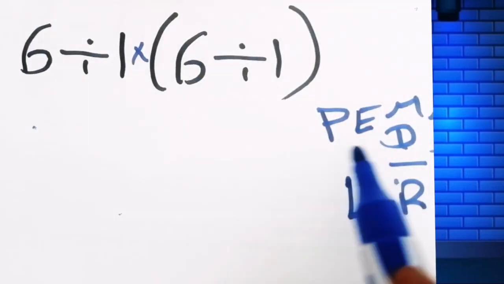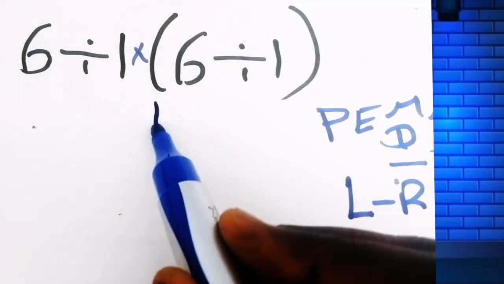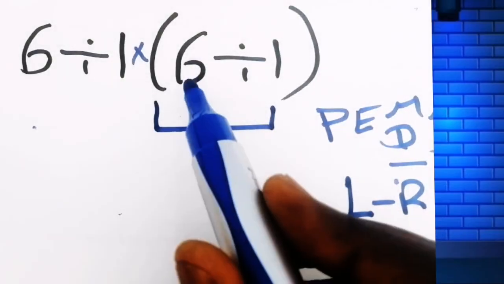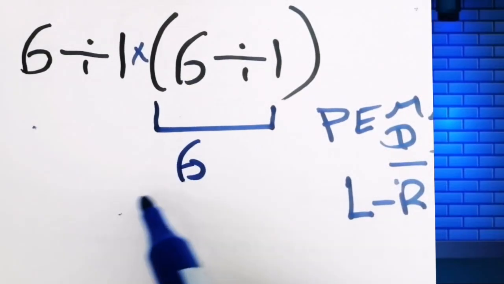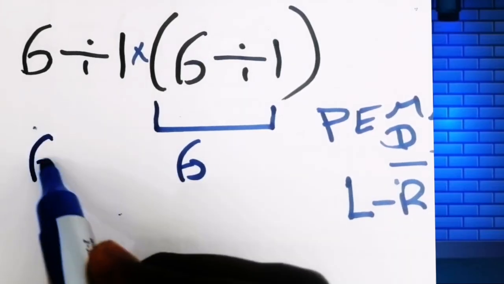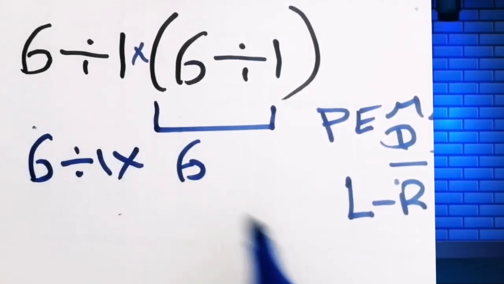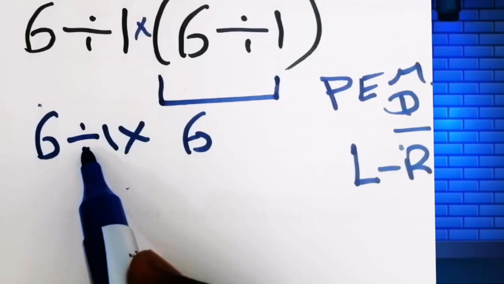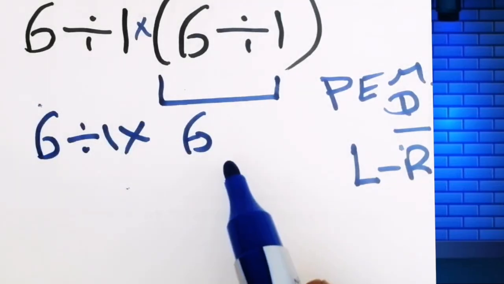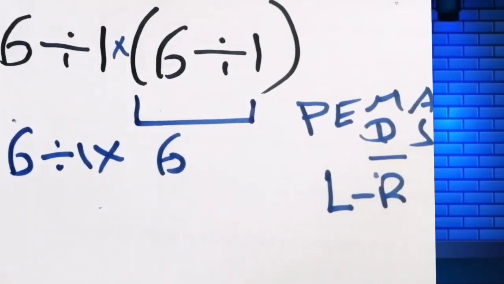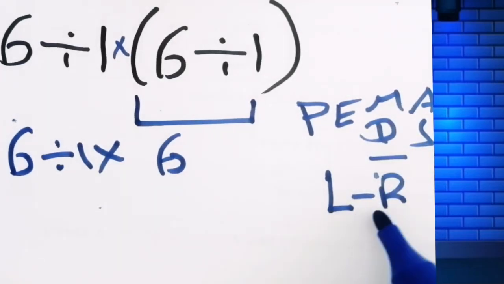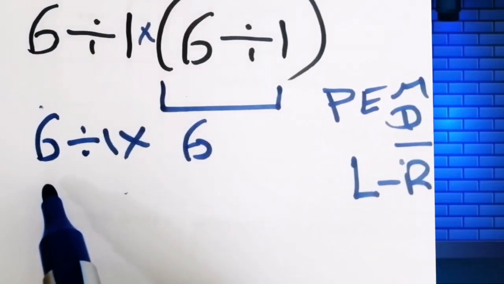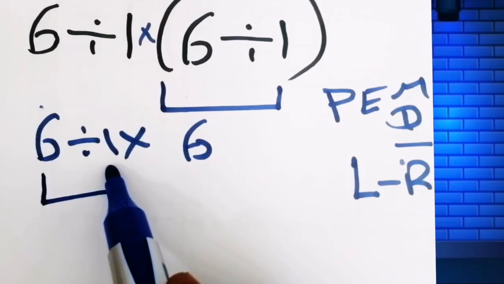Therefore according to PEMDAS, first we have to do this parenthesis, 6 divided by 1, which gives us 6. Then 6 divided by 1 times 6. Here we have one division and one multiplication. So remember that multiplication and division have equal priority, work from left to right. Therefore we have to divide first.